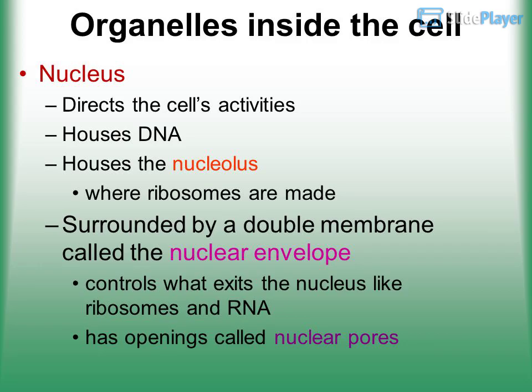Organelles inside the cell. Nucleus: directs the cell's activities. Houses DNA. Houses the nucleolus, where ribosomes are made. Surrounded by a double membrane called the nuclear envelope. Controls what exits the nucleus, like ribosomes and RNA. Has openings called nuclear pores.